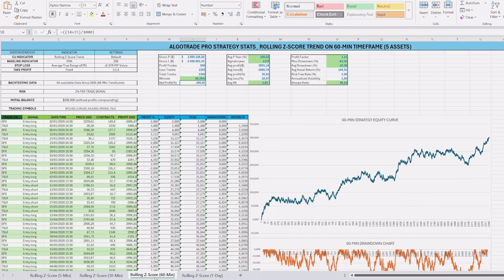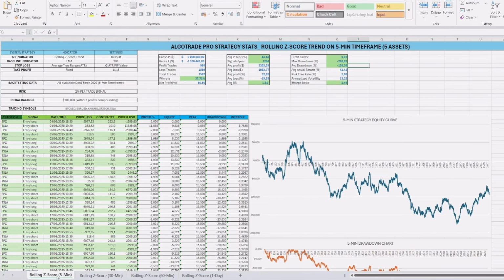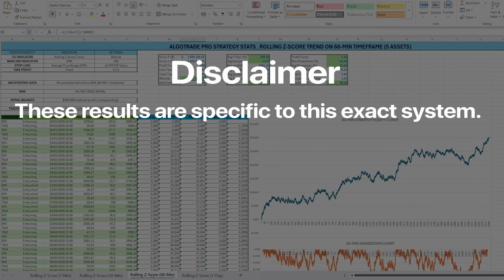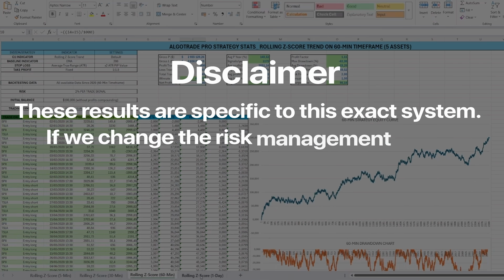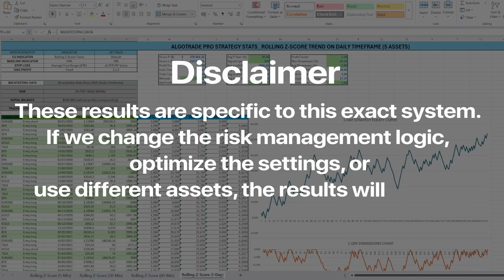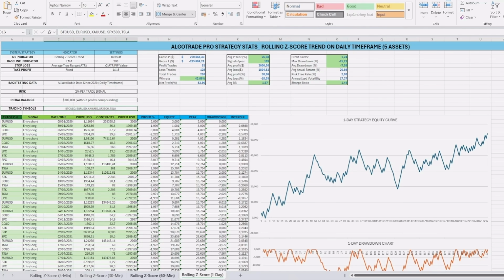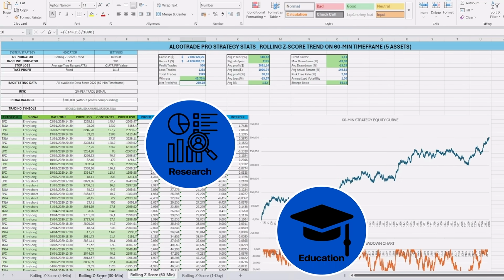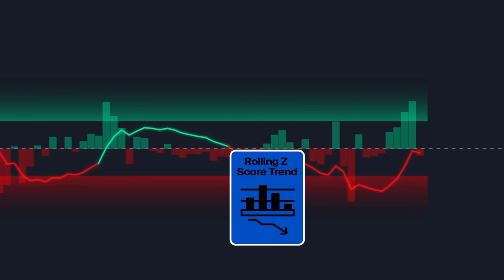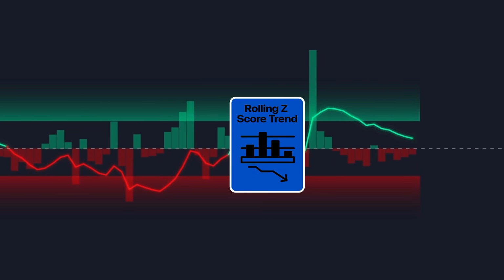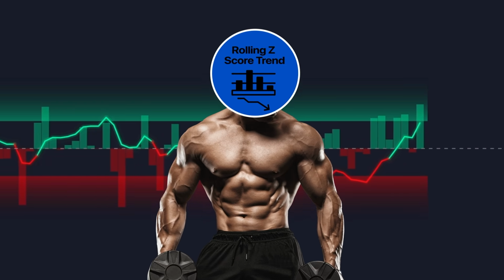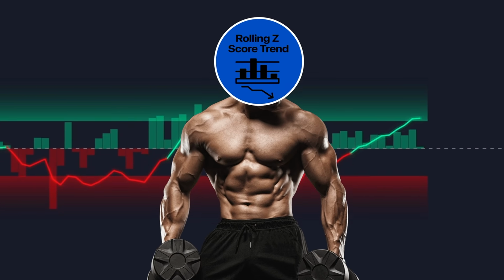Now, before we jump to conclusions, it's important to remember something. These results are specific to this exact system. If we change the risk management logic, optimize the settings, or use different assets, the results will change. So treat this video as research and education, not as a ready-made strategy. Now for the final conclusions, is the rolling z-score trend a holy grail? No. But is this one of the strongest indicators we have tested recently?